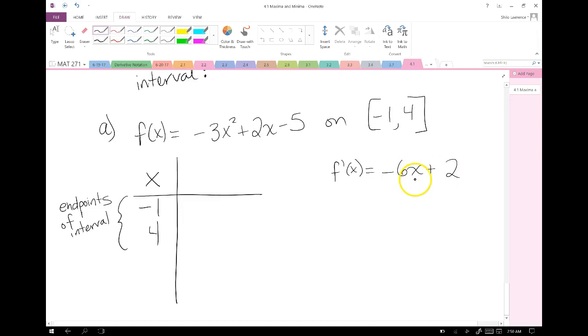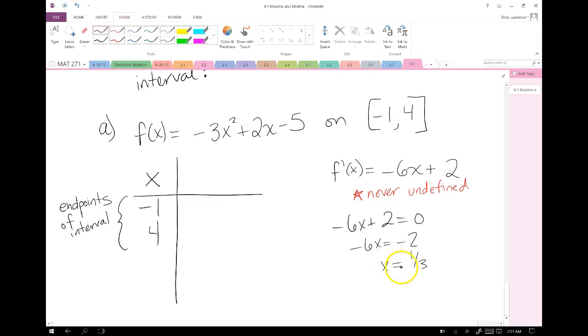That is a linear equation. It's never going to be undefined, but it could be equal to 0. So we can set it equal to 0 and solve. So negative 6x plus 2 equals 0. That means negative 6x is going to equal negative 2. If we divide over that negative 6, we get x equals a third.